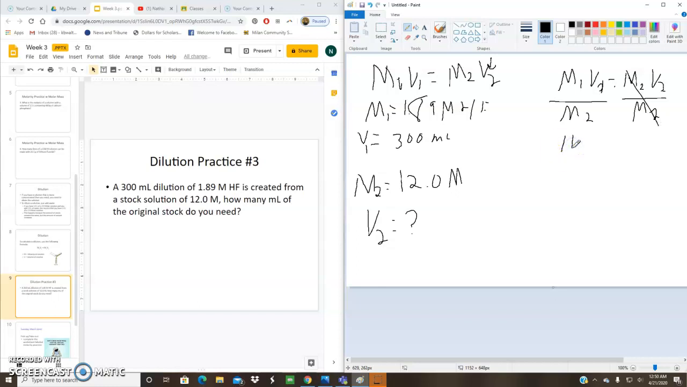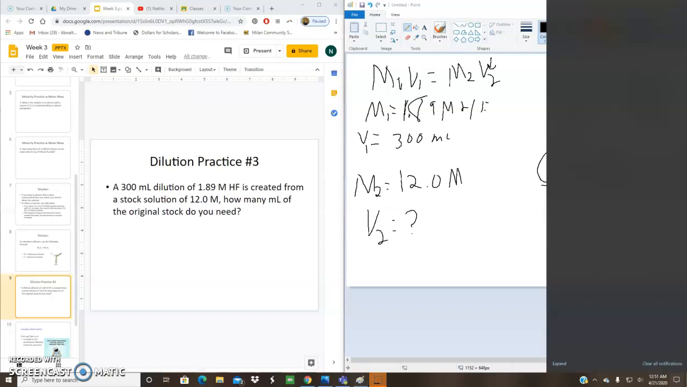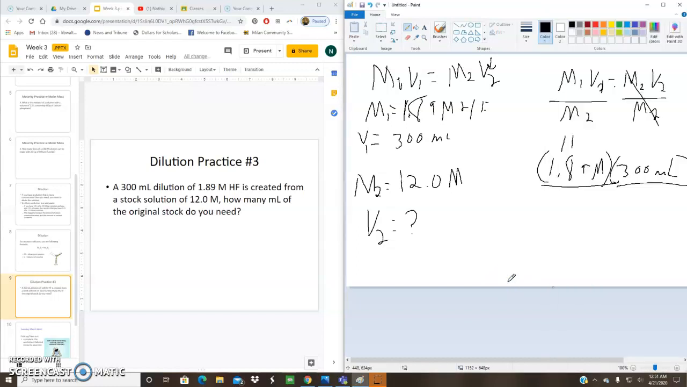So M1, I said, was 1.89 molar times 300 milliliters. Now, units are very important here. If you notice, I don't actually have to convert my units to liters here. I can keep it as milliliters. The only thing is that I cannot give my reportings in liters. So what has to happen is that my volumes have to match. So if I have one in cubic centimeters, the other, and I'm not looking for the other one, then it also has to be in cubic centimeters.